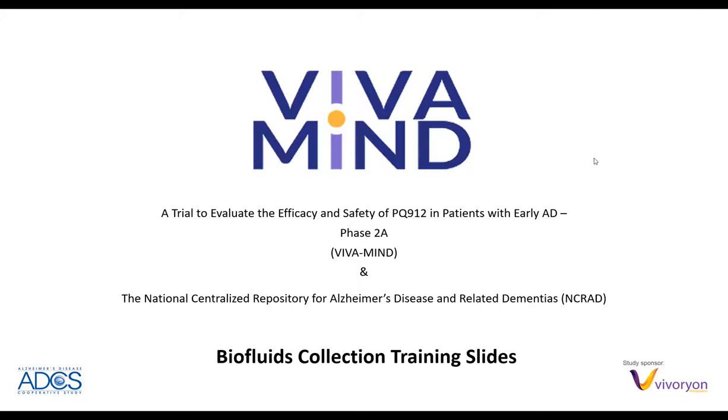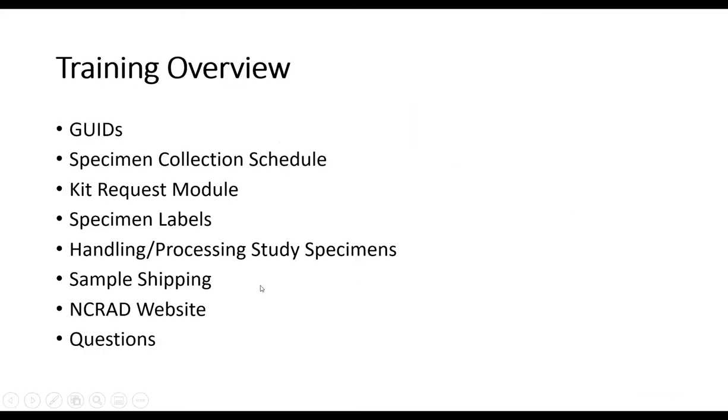So this is the biofluids collection training for the VIVA Mind study. During this training today, we will be covering GUIDs, the specimen collection schedule, the kit request module, specimen labels, handling and processing the specimens, sample shipping, the NCRAD website, and answering questions. We'll have time for questions at the end, but also please feel free to jump in and ask any questions as you go along the way.